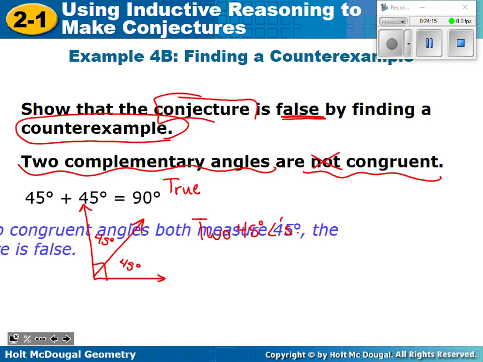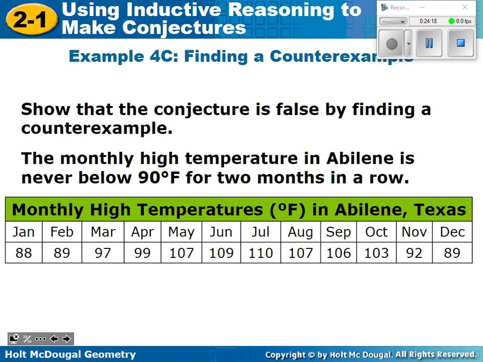Okay, we're going to try just a couple more. Show the conjecture is false by finding a counterexample. Again, it has to be a specific example. So look at the chart, read it, come up with a counterexample.